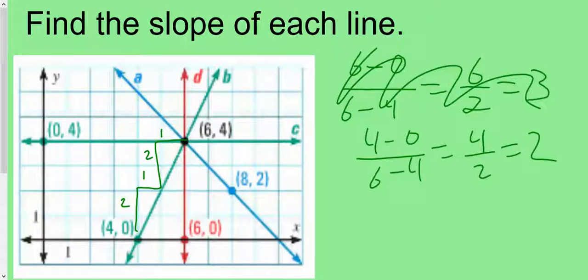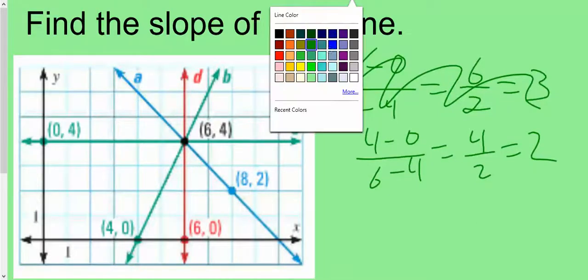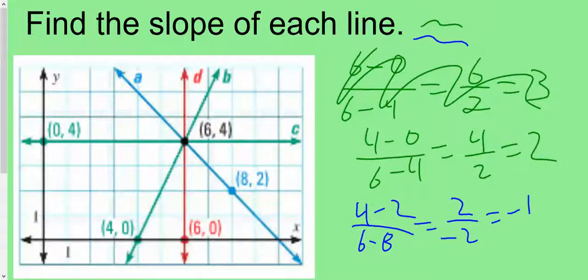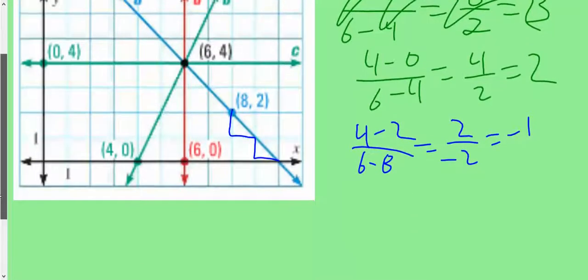We'll do the blue one next. Okay, so that one we're looking at y2 minus y1, so 4 minus 2 over 6 minus 8, and that's going to give us 2 over negative 2, which is negative 1. So that one goes down 1 over 1, and you can check here, down 1 over 1. And could you just use the graph and do rise over run? Sure, but I just wanted to show you guys where these values are coming from.